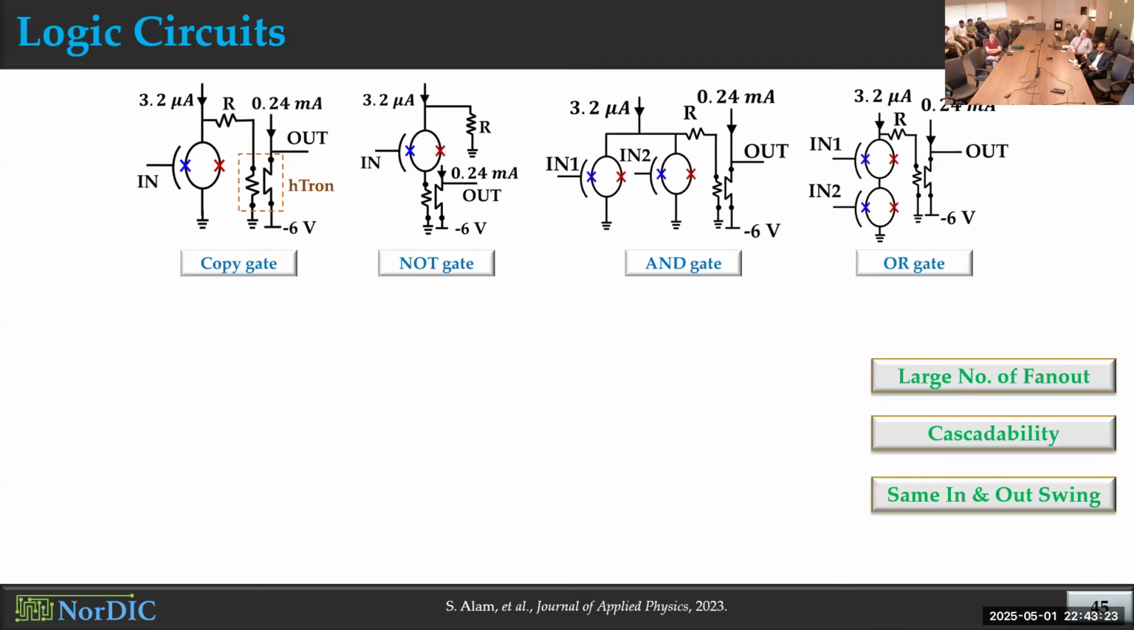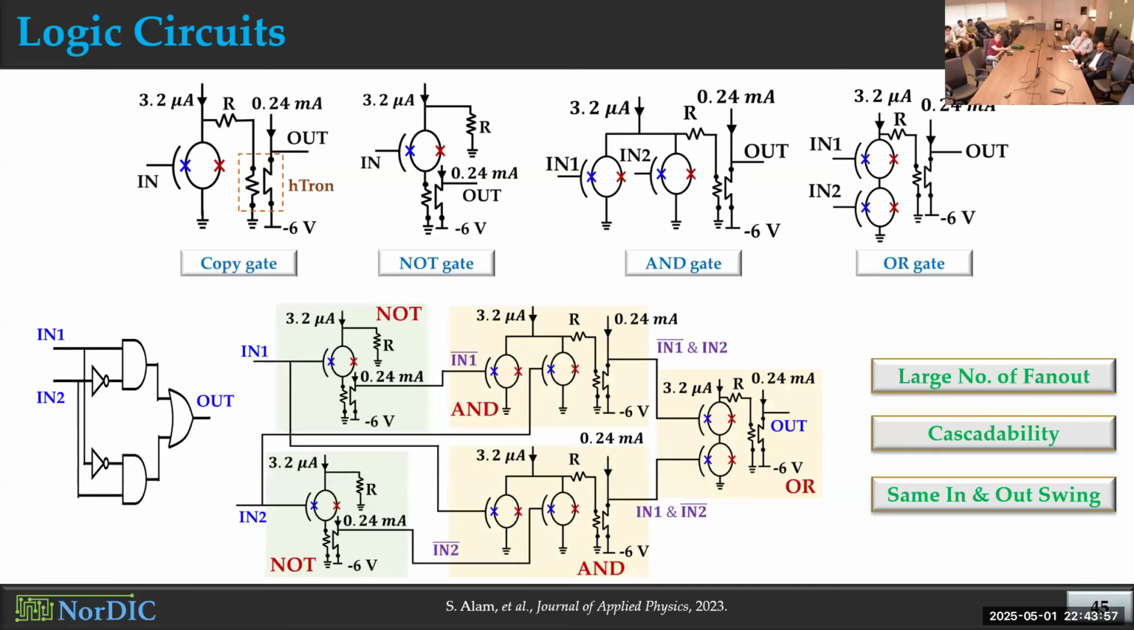And as I mentioned, with the same working principle, we could design all the basic logic gates like inverter, AND gate, and OR gate. We also designed this copy gate, which is like the buffer. Since we have voltage controlled input and output in these logic circuits, we have a larger fan out like CMOS logic gates compared to the current control logic circuits. And as I mentioned, using this heater correction, we made sure that we get the same level of voltage in the input and the output, so that we can drive the inputs of the next stage logic with the output directly. So we have better cascadability here as well.